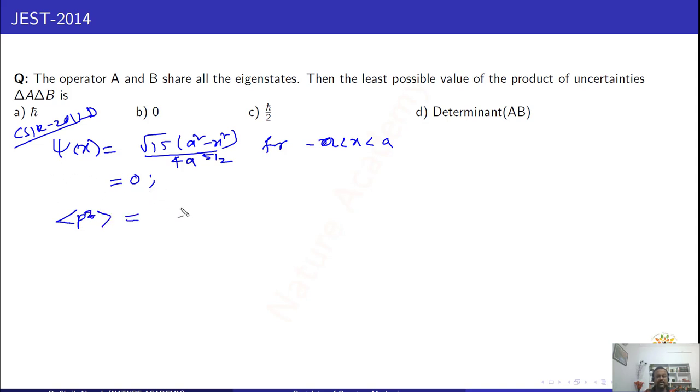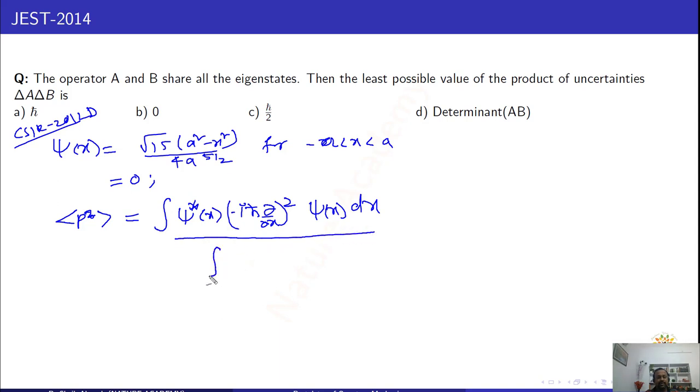Okay, so let me calculate this p square expectation value. So what is the formula, students? Since psi is normalized, I will write the expectation value. The formula is like this: integral psi star of x, minus i h bar dou by dou x, this is p and this is p square, into psi of x dx, divided by integral psi star of x into psi of x dx. So this is the formula to write the expectation value. Here we are trying to calculate the expectation value of p square. Since the given wave function is normalized, the denominator will be equal to 1.